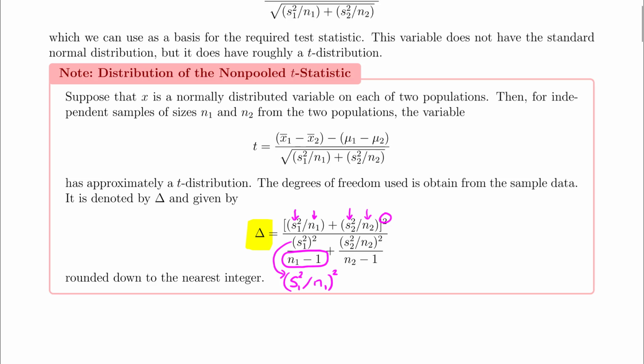Hold on to whatever that number is, and then you'll move over to the other side of the denominator where you take the sample standard deviation for sample 2, square it, divide it by the size of sample 2, and then square that entire quantity. Then you will divide that quantity by the size of sample 2 minus 1, and that'll generate the second number there. Add those two together. And then once you've done that, divide your numerator by that denominator, and that will give you your value for delta.